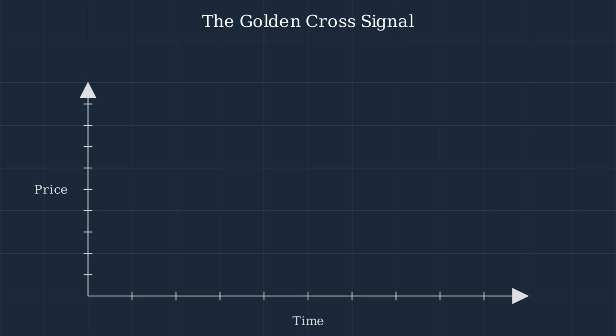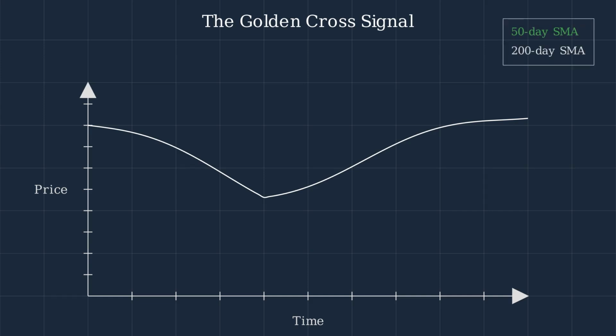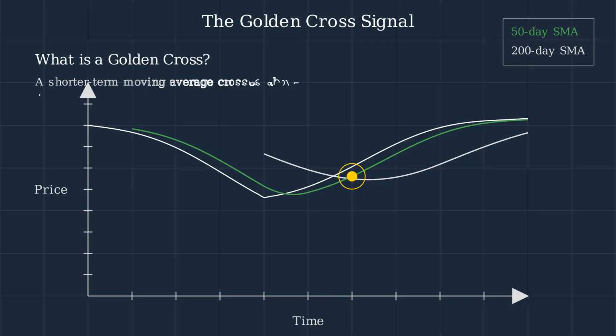It occurs when a shorter-term moving average crosses above a longer-term moving average. Let's visualize how a golden cross forms. First, we have a market in a downtrend. As market sentiment improves, price action begins to turn upward. The faster 50-day SMA responds more quickly to this change. The golden cross occurs when the 50-day SMA crosses above the 200-day SMA. This critical moment is considered a powerful bullish signal.